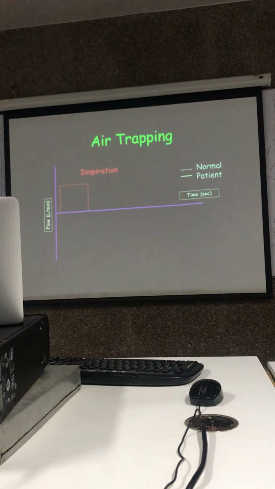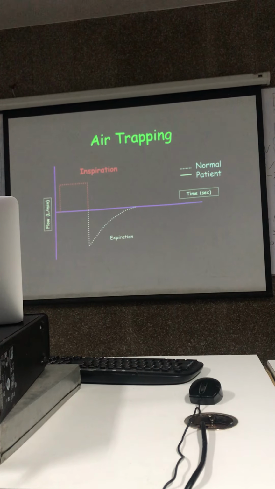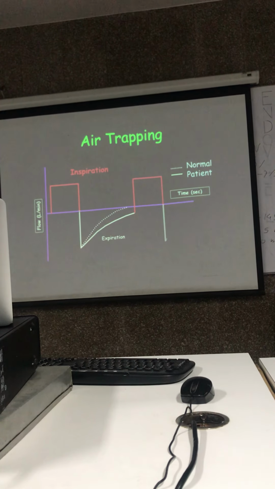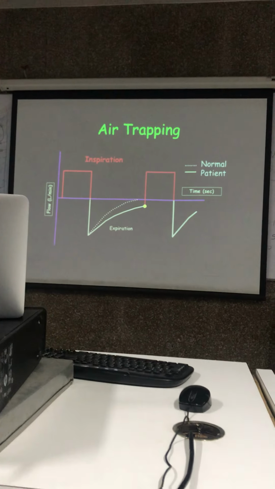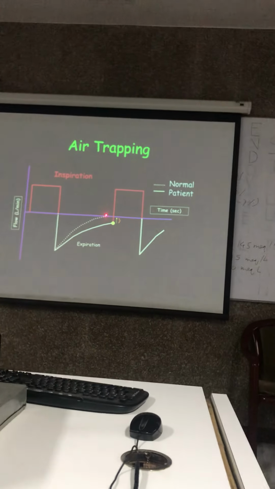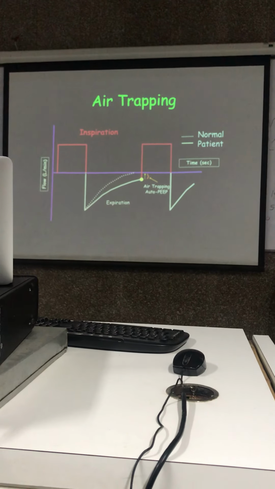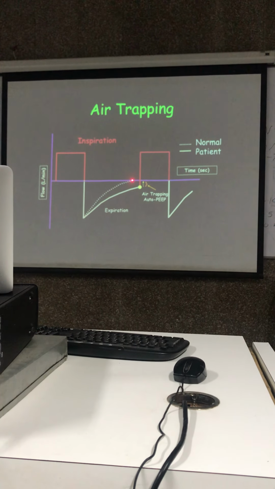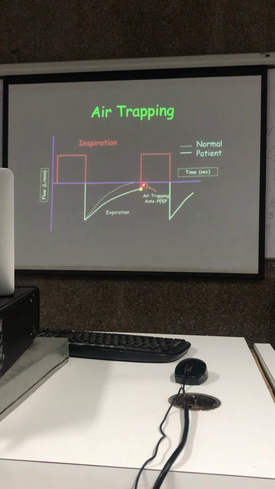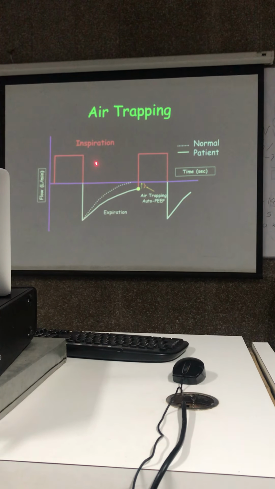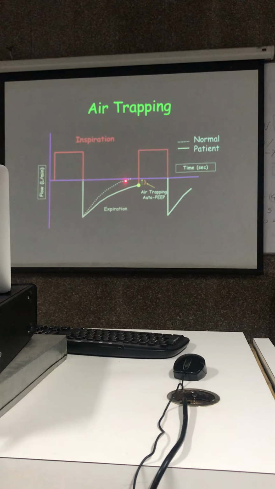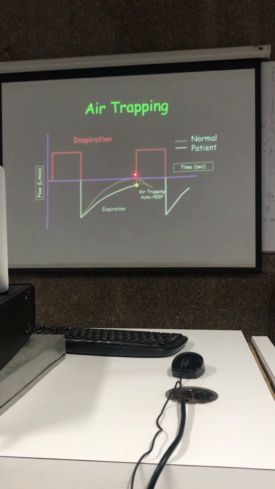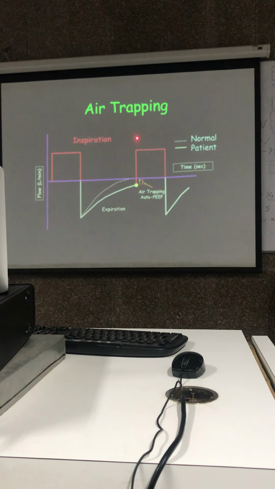Alright. Then we look at something which is not very uncommon, air trapping or auto-PEEP. So now look at the normal patient. The dotted line tells you that it always comes back to normal. So before the next inspiration starts, it touches normal. You may have zero flow at this point of time. In conventional patients, it's not uncommon to see inspiration followed by expiration and then a relatively zero flow, and then inspiration starts.